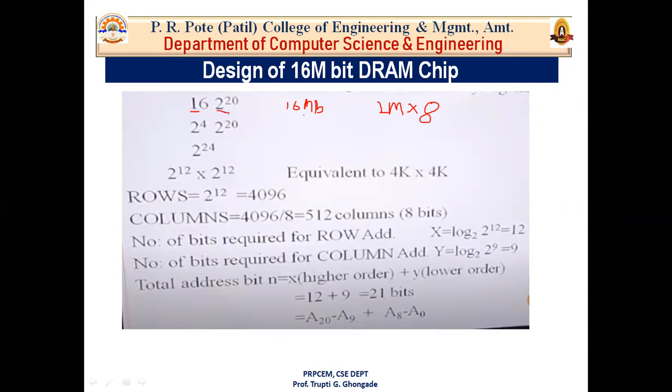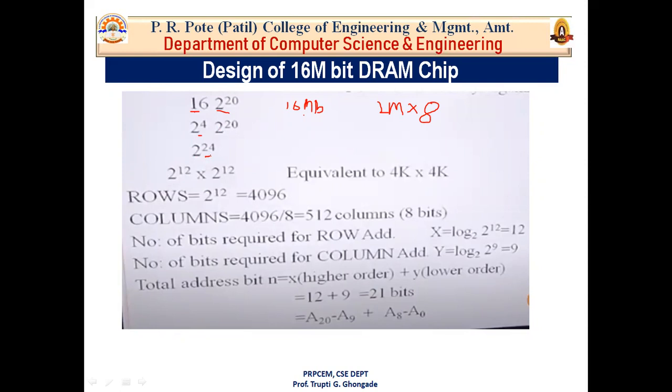Now what is 16? 16 means 2 to the power 4. So how many bits do you have? You have 2 to the 24 bits. That is the capacity of the DRAM chip. Now we have to design such a DRAM chip. Again, I told you a particular chip is divided into different rows and different columns.